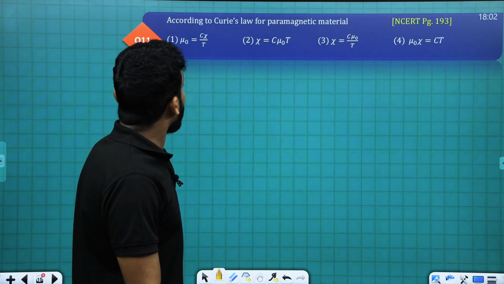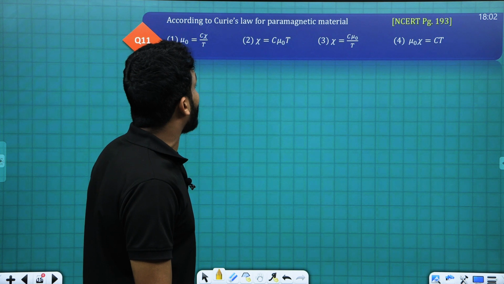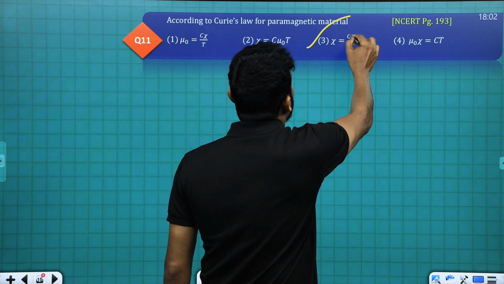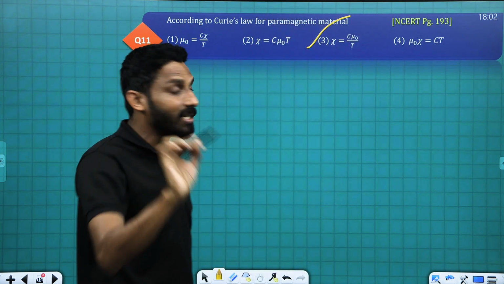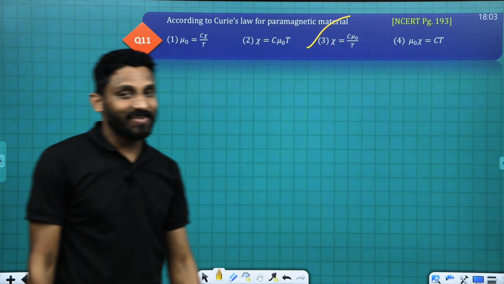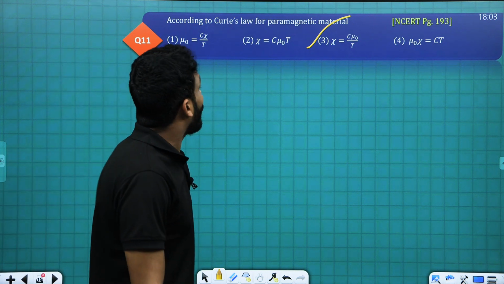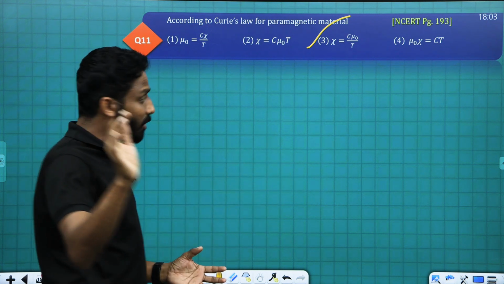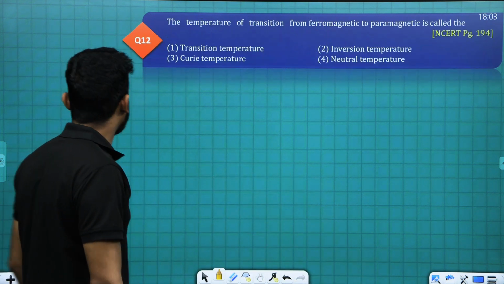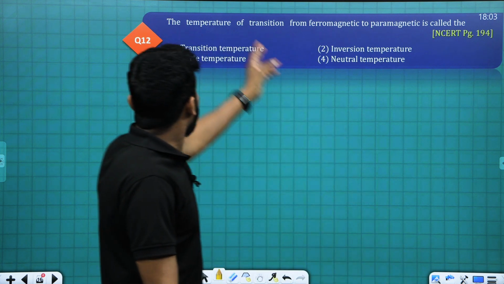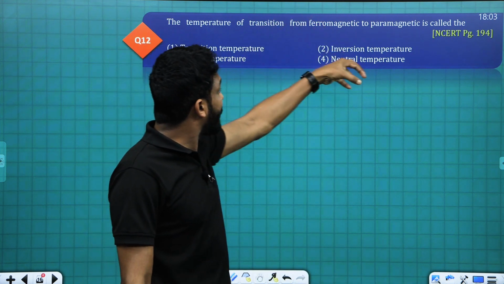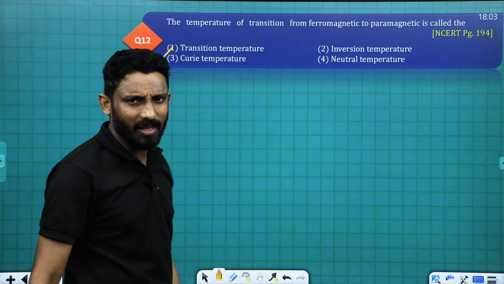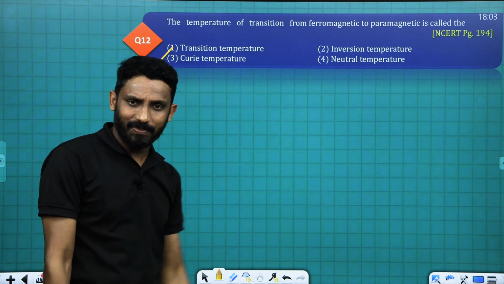11th, according to Curie's law for paramagnetic material, we studied the relation chi is equal to C into mu 0 by T, where C is called Curie's constant. So that is Curie's law. Chi is inversely proportional to temperature. The next one. The temperature of transition from ferromagnetism to paramagnetism is called Curie's temperature. Curie's temperature is different for different materials.